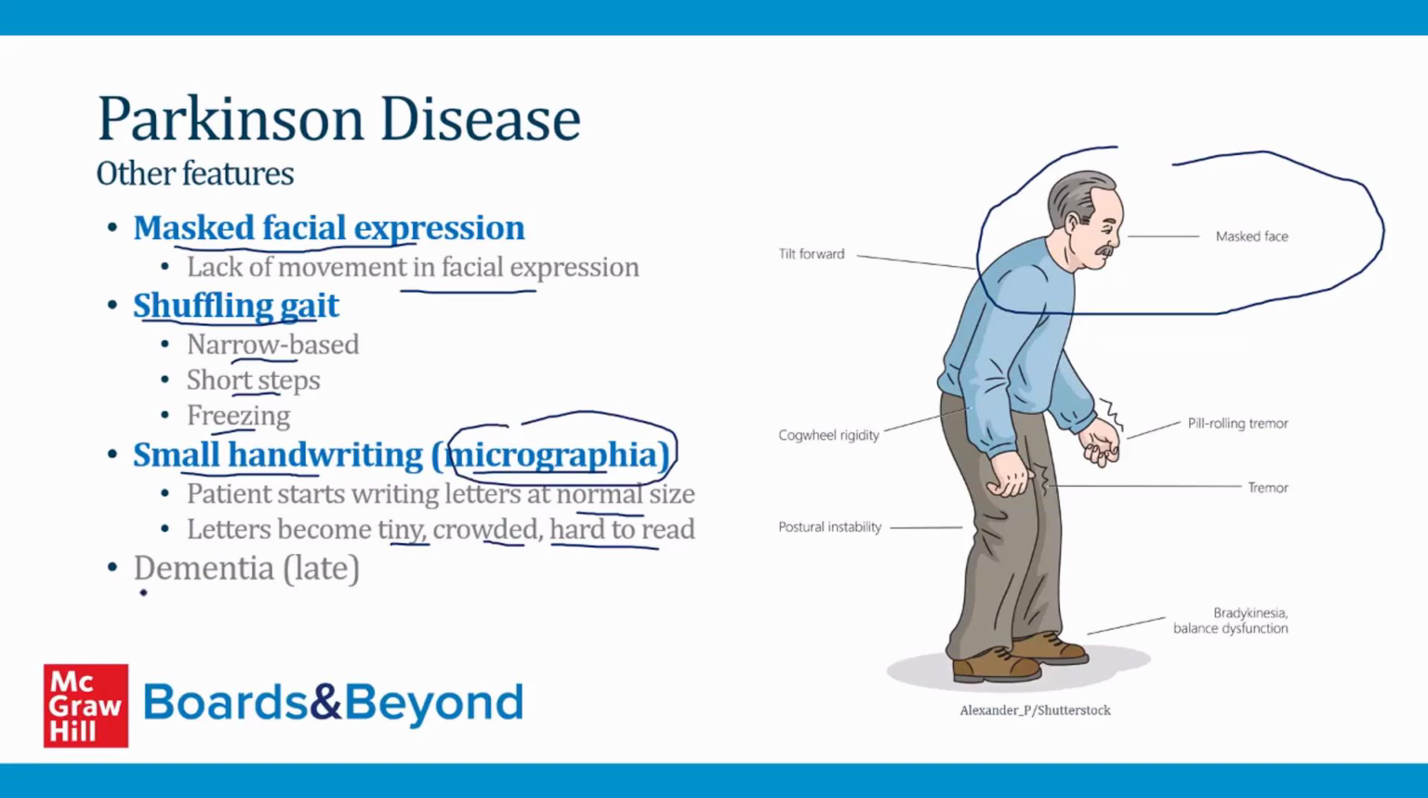And then finally, there is a dementia associated with Parkinson's disease. This is usually a late finding that occurs after the patient has had Parkinson's disease for many years. And I'll talk a little more about this at the end of this video.